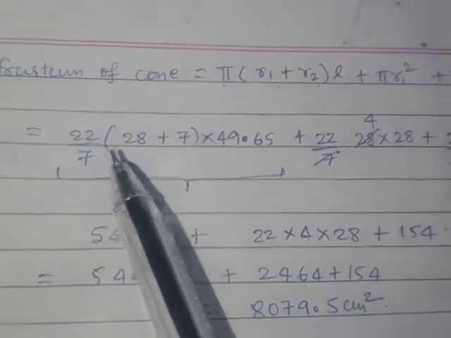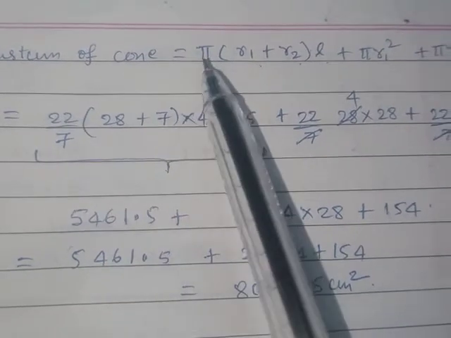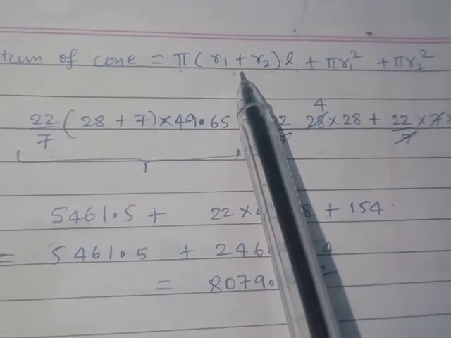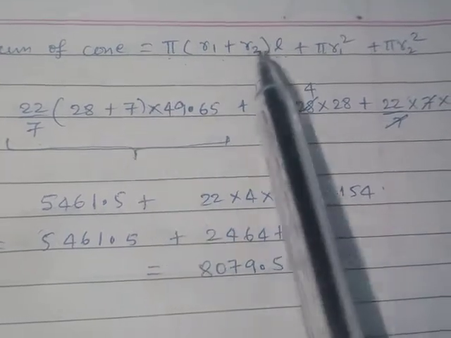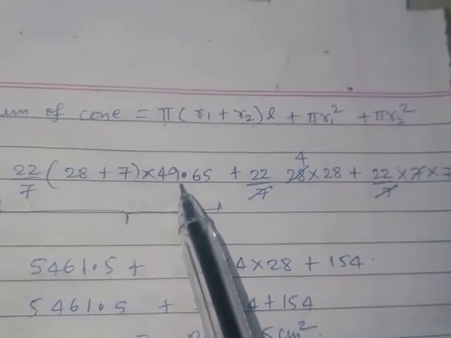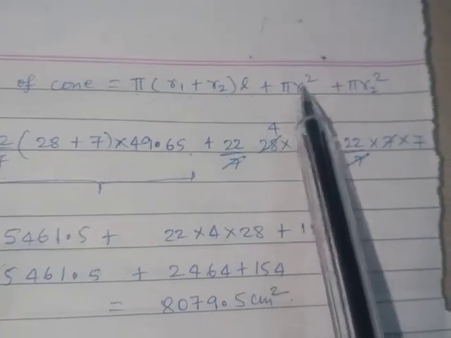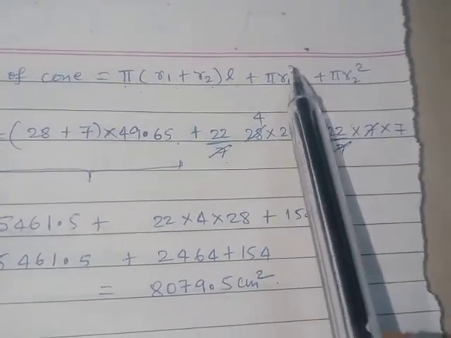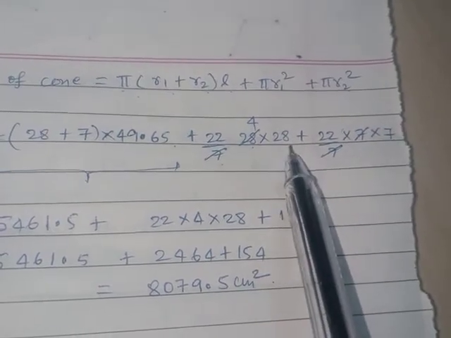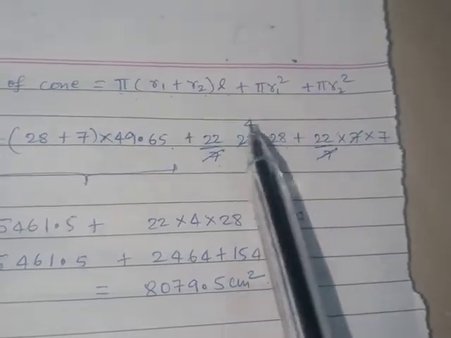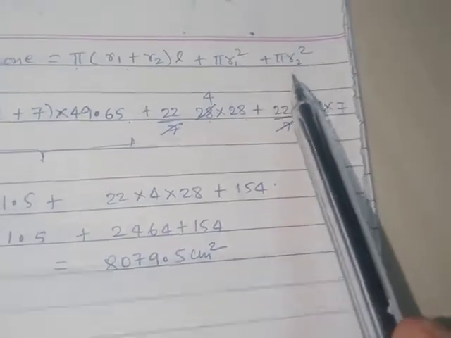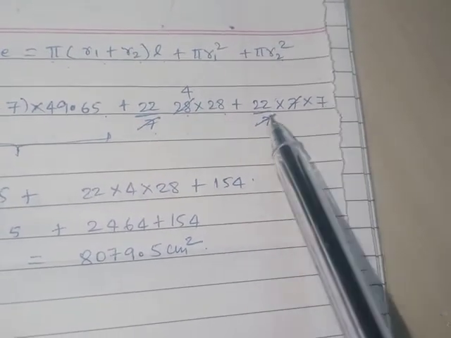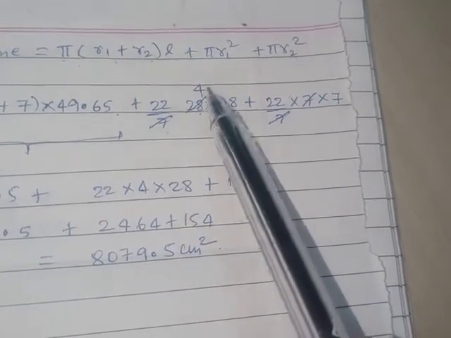Now if we substitute the values in the formula, pi is 22 by 7, r1 is 28, r2 is 7, there is a plus sign, therefore we have to add these two, and L is the slant height, 49.65 centimeter, plus the area of the base or bottom of the frustum of cone, pi is 22 by 7, r1 square is 28 into 28 because there is a square, plus pi is 22 by 7, r2 square is the radius of the top of the cone, that is 7 into 7. 7 gets cancelled and 7 4s are 28.